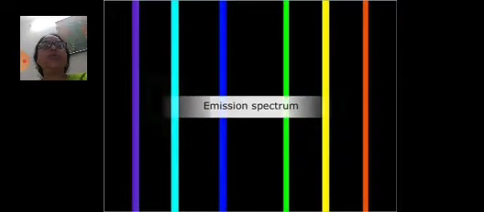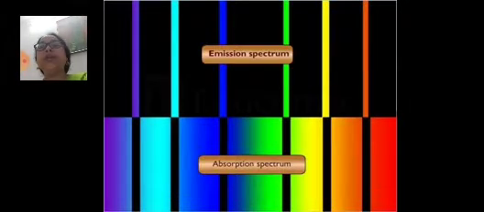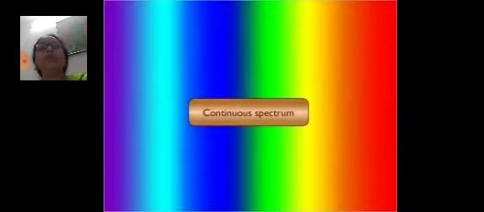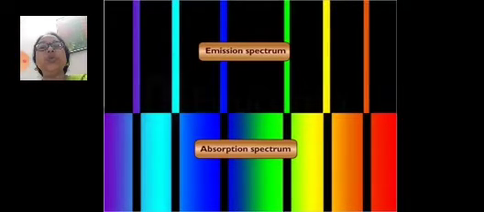And adding the emission and absorption spectrum of one element, a continuous spectrum is obtained. Hydrogen and all other elements have a unique absorption and emission spectrum.